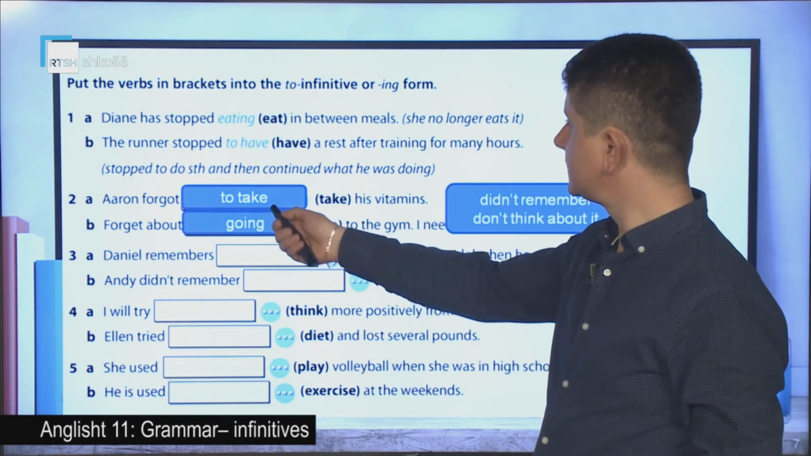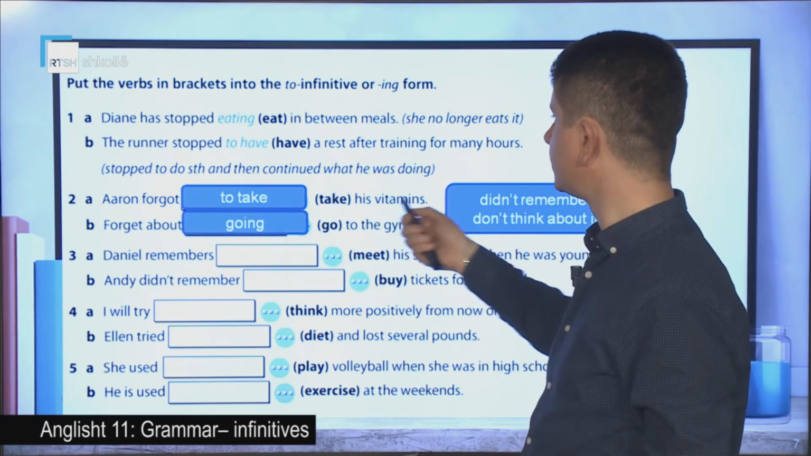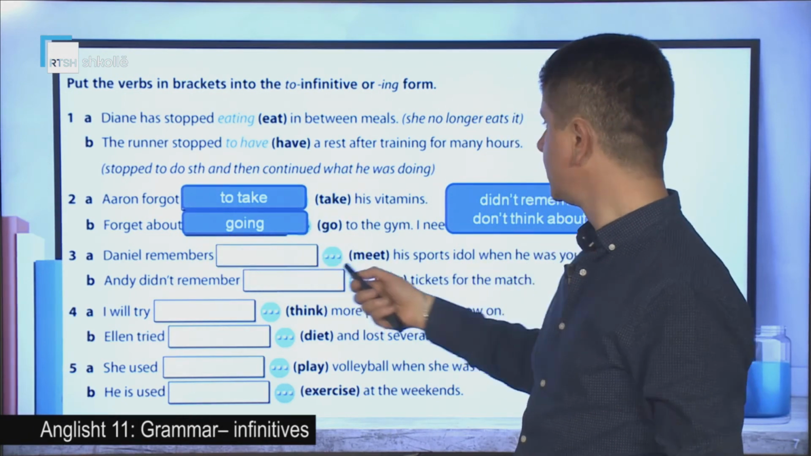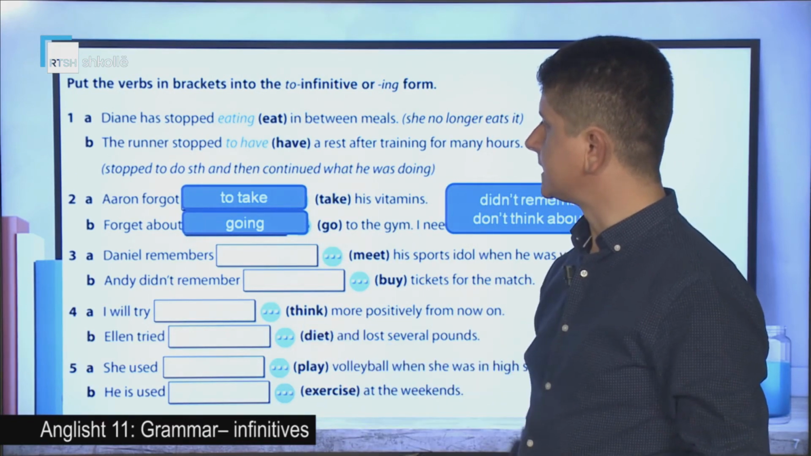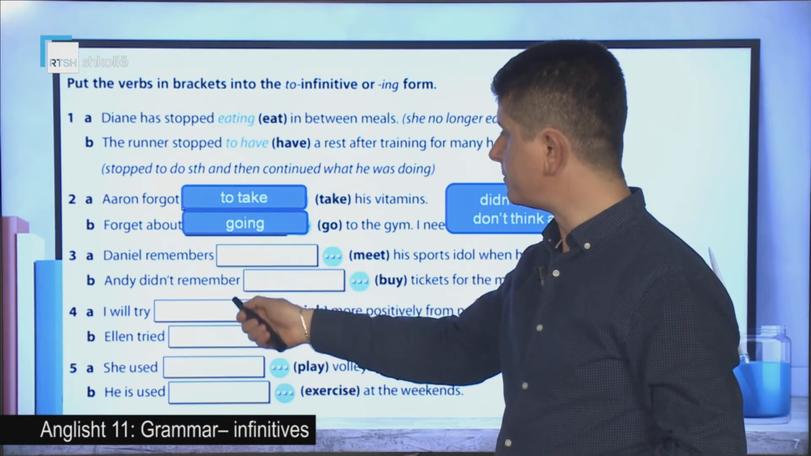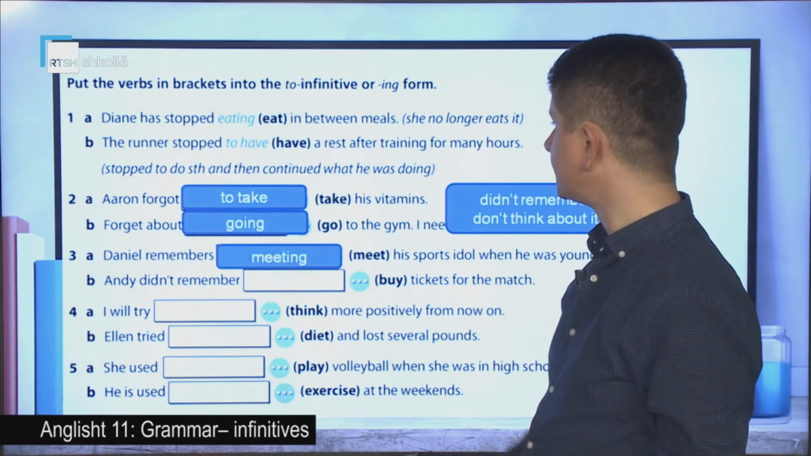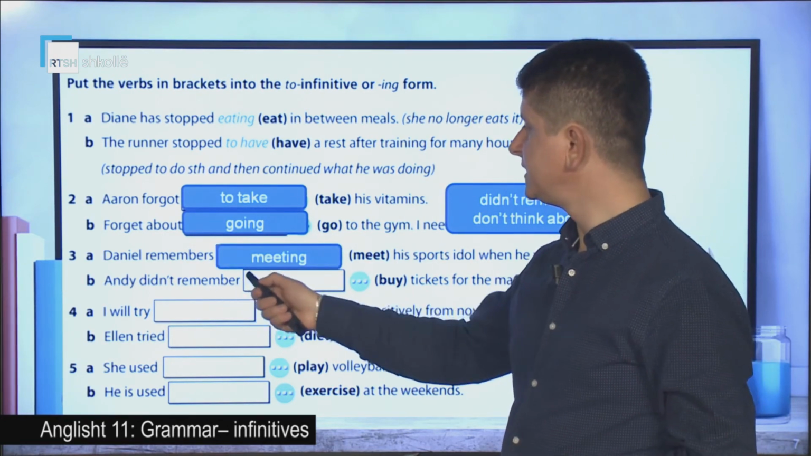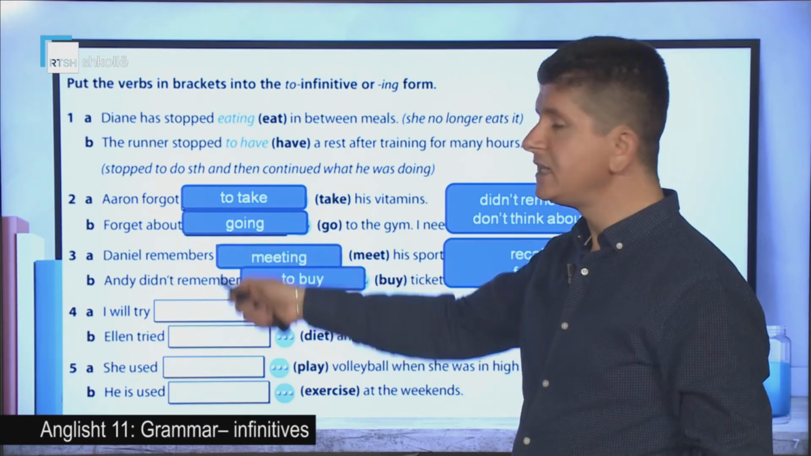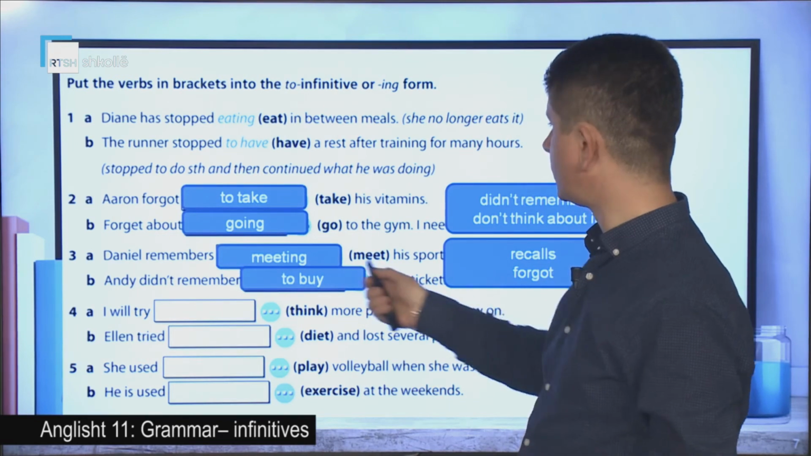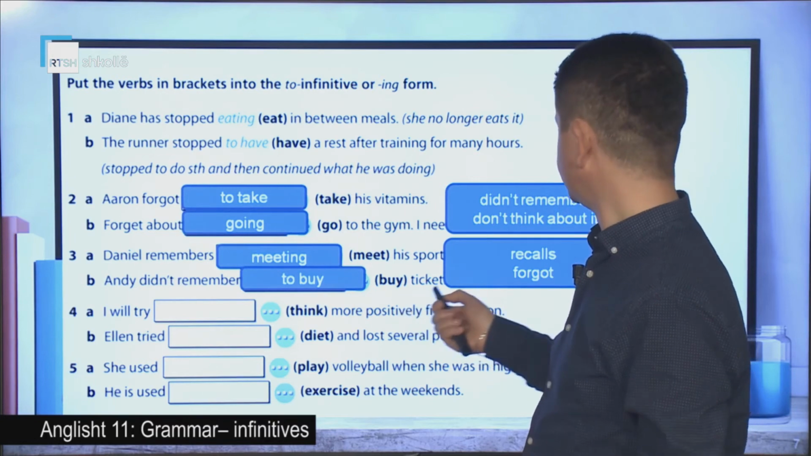In the first case, forgot means he didn't remember. So Aaron didn't remember to take his vitamins, while in the second case, it means don't think about it. Don't think about going to the gym. Next sentence. We have the verb remember. Daniel remembers meeting his sports idol when he was younger. Andy didn't remember to buy tickets for the match. So the meaning changes in both sentences. In the first one, he recalls, while in the second, Andy didn't forget.